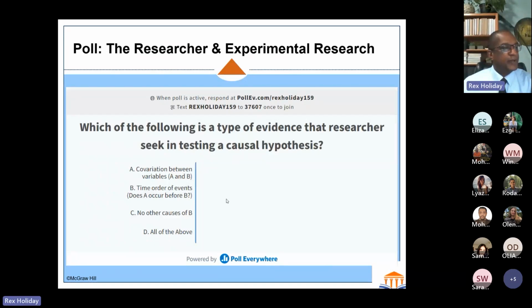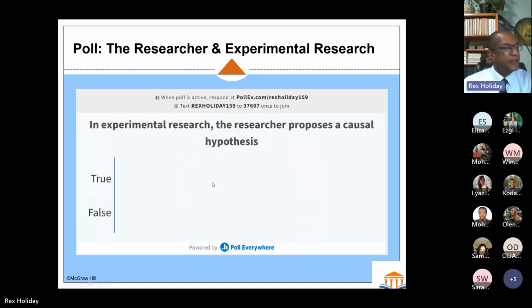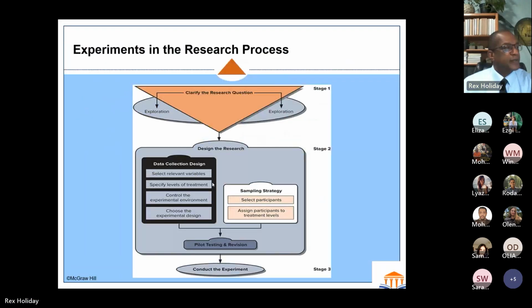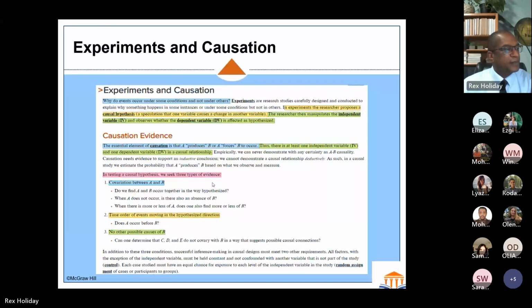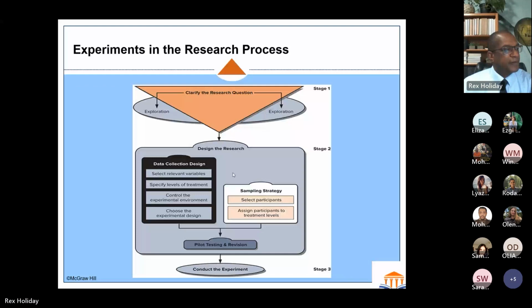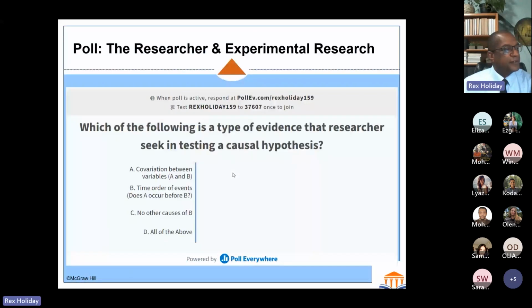I'm going to go back into the presentation here to give some hints. In testing a causal hypothesis, we seek 3 types of evidence. Let's go back to the poll question. Anyone else want to give it a try?